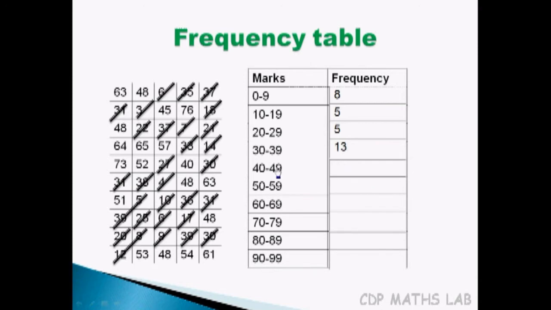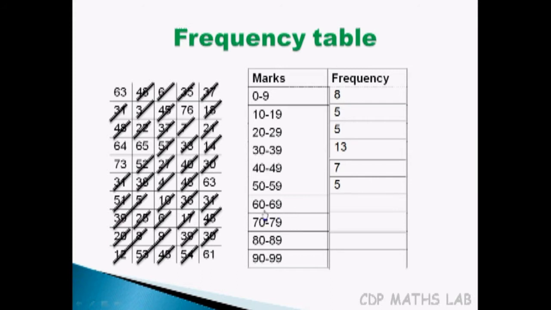How many persons scored from 40 to 49? That's 1, that's 2, that's 3, that's 4, that's 5, that's 6, and that's 7. So 7 persons scored from 40 to 49. How many persons scored from 50 to 59? That's 1, that's 2, that's 3, that's 4, and that's 5. So 5 persons scored from 50 to 59.